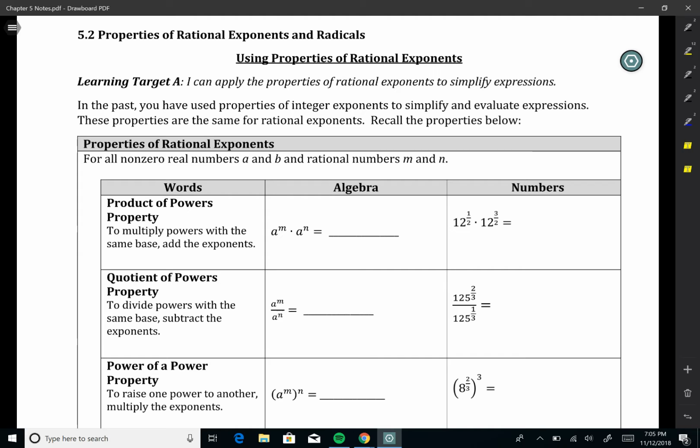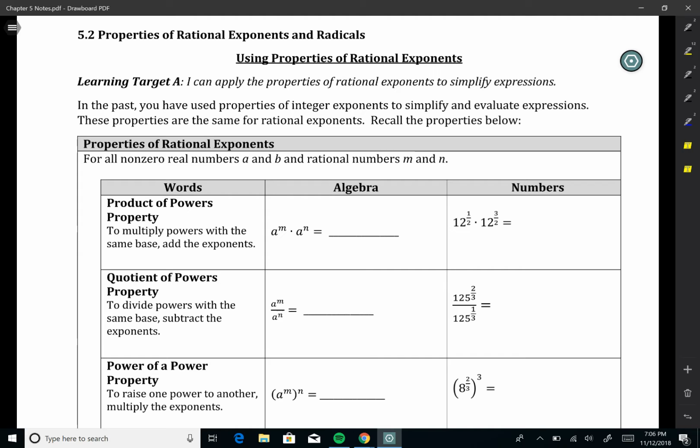In the past, you have used properties of integer exponents to simplify and evaluate expressions. These properties are the same for rational exponents. The only difference is, guys, we're going to be dealing with fractions. So here we go. Properties of rational exponents.